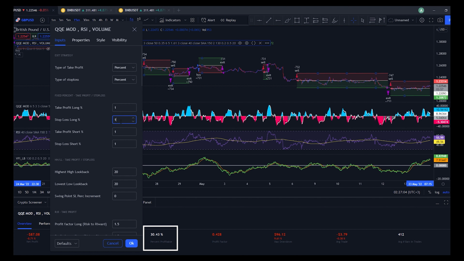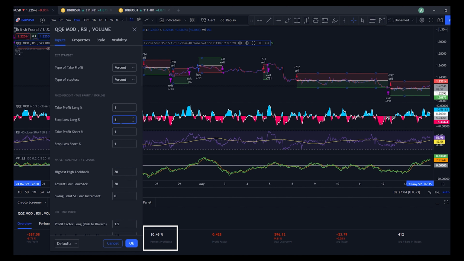The first one is QQE mode on default settings. The second one is RSI with the following settings. RSI length from 14 to 40, and MA length from 14 to 150. The third one is volume flow indicator with the following settings. Max vol cutoff from 2.5 to 0.5 and signal length from 5 to 20.